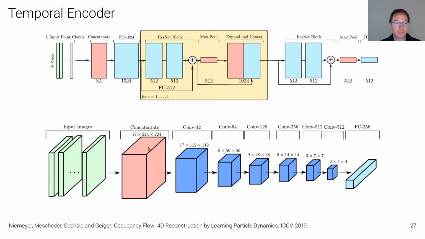Here's an illustration of the network architectures. Now, in comparison to what we had before, we have multiple point clouds or multiple images as input, which we simply concatenate and then use similar PointNet and 3D convolution architectures to get a global encoding of this motion sequence.